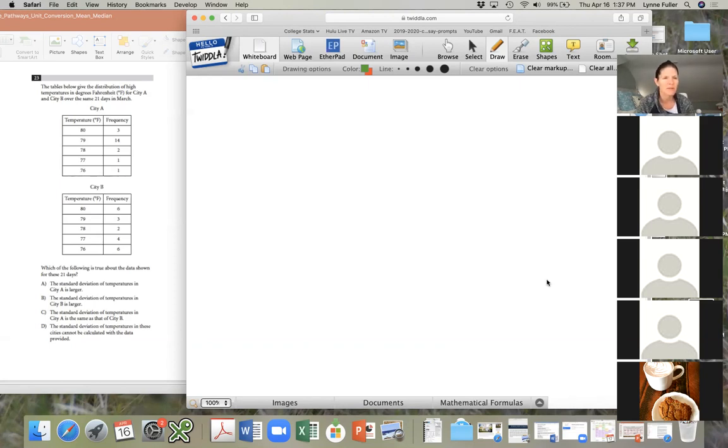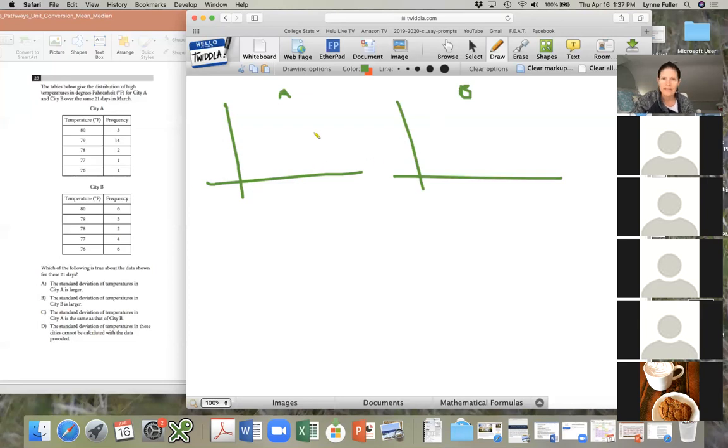So the tables below give the distribution of high temperatures in degrees Fahrenheit for city A and city B over the same 21 days in March. Okay, so what I'm going to do is create an XY chart of frequency and temperature. So how often it occurs, and then we can create a bell curve there. So 80 degrees, highest temperature here, they had 3 data points, and 79 degrees, they had 14 data points. That's about 14. 78, they had 2, 77, they had 1, 76, they had 1.